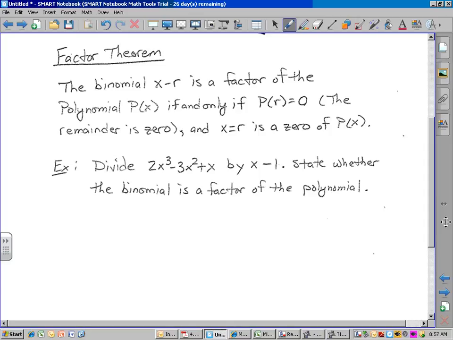And it tells us that x equals r is a 0, you can also say x-intercept, of the original polynomial p of x. Again, we get x equals r by taking x minus r equal to 0 and solving. Move the r over, we get x equals r.